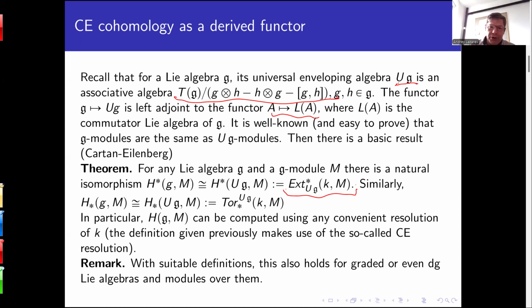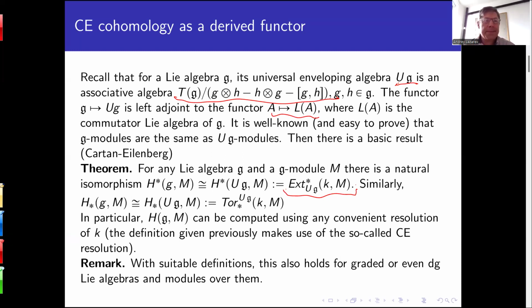UG is well known to be augmented into K, where all the elements of G go to 0. So that's how K is a module over UG, and M is a module over UG, so we can form the Ext from K into M. And similarly, the Chevalley-Eilenberg homology of a Lie algebra G has an interpretation as a Tor.